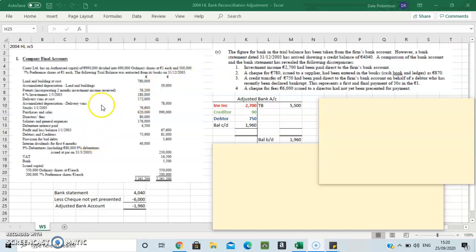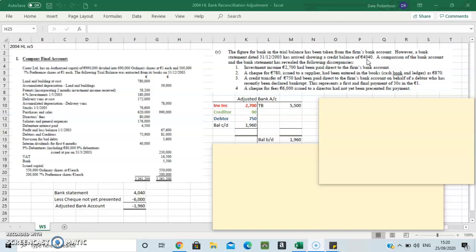I've just put the trial balance here on the left-hand side, and on the right-hand side I've just copied and pasted working 5, where it says the figure for the bank in the trial balance has been taken from the firm's bank account. That's this number here, 5,500, and it's a credit balance. However, it says the bank statement arrived at the end of 2003 showing a credit balance of 4,040.